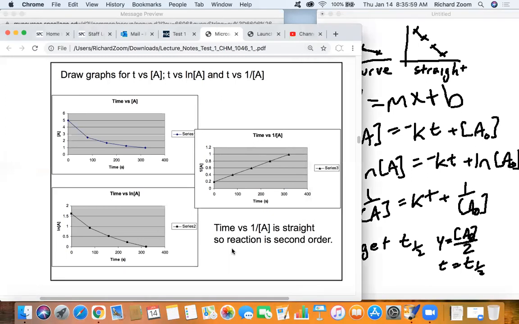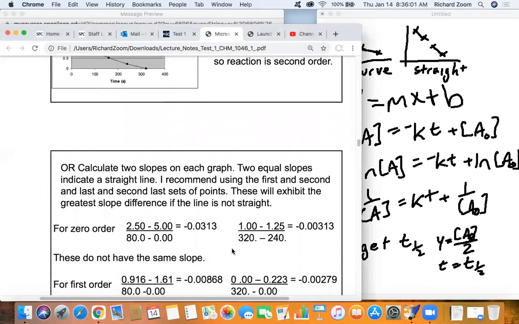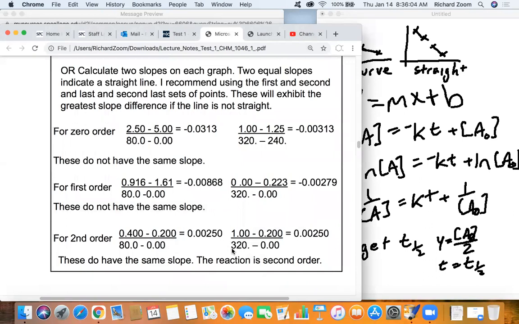All right, so let's see how we might do that. That's why I calculate 2 slopes on each graph. 2 equal slopes indicate a straight line. I recommend using the first and second and the last and second to last set of points. Now I might have said something different on the video. It doesn't really matter. You need to use whatever you're given here. But that's what I recommend: the first and second point and the last and second to last sets of points.